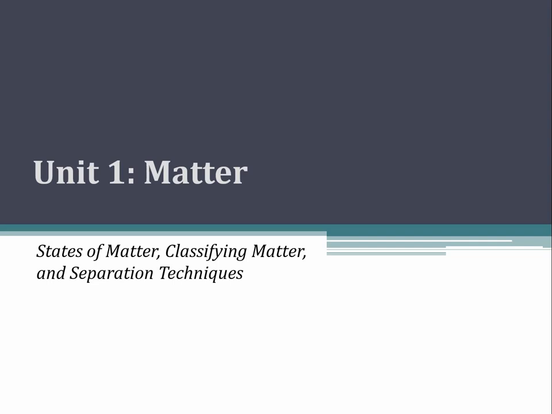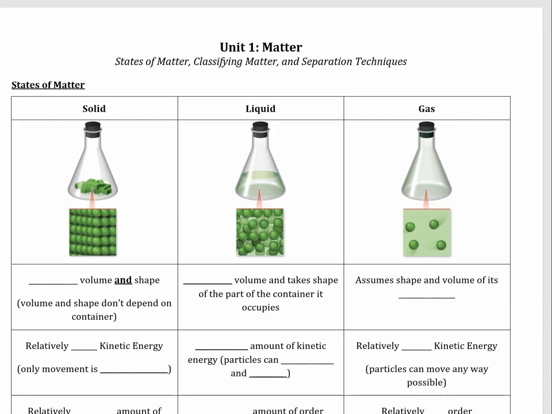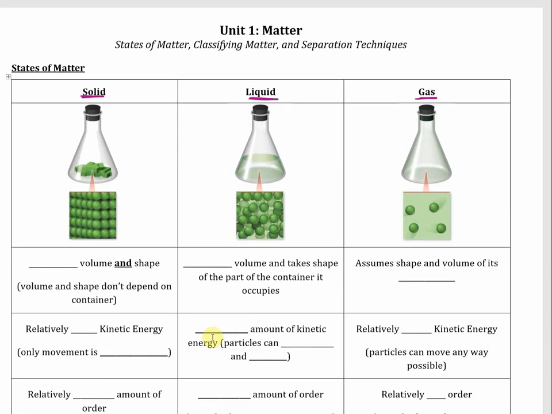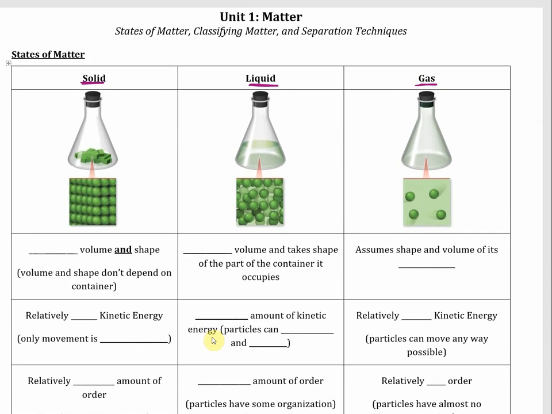In this video, we're going to talk about states of matter, classifying matter, and how to separate the different types of matter. So the first thing we need to do here is talk about our states of matter. Those are going to be, of course, solid, liquid, and gas. We're going to talk about the different properties of each one and how they compare to each other. So let's start with volume and shape.